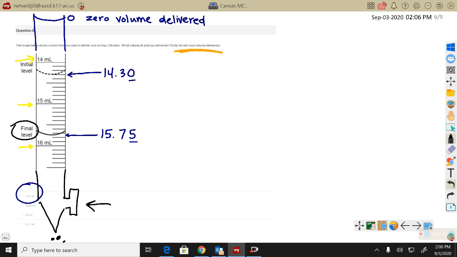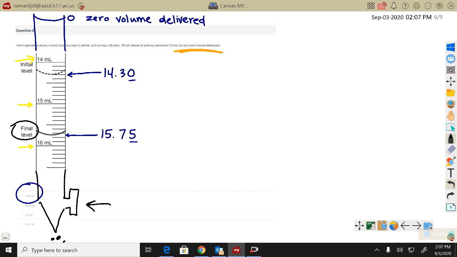Now we read the final volume, again from the top down on a burette. So this would be 15, 15.1, 15.2, 15.3, 15.4, 15.5, 15.6, 15.7. I think it's in between the 15.7 and the 15.8, so I estimated 15.75. Now all you would have to do is subtract. You subtract final and initial, and the difference is the volume you delivered from your burette.